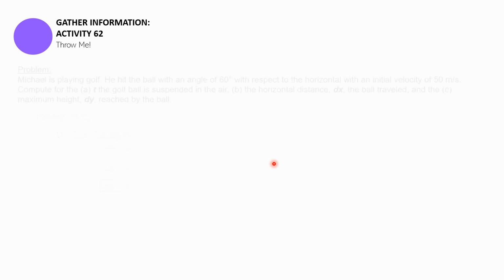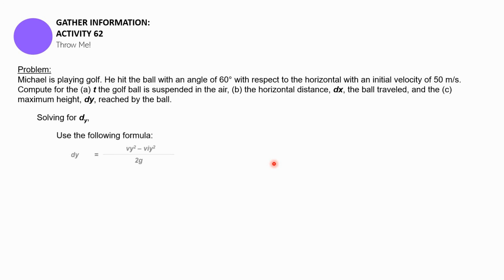or dy. Now, how do we solve for that? We have to use the following formula. dy is equal to vy squared minus viy squared divided by 2g. Again, this is the formula for getting the dy.